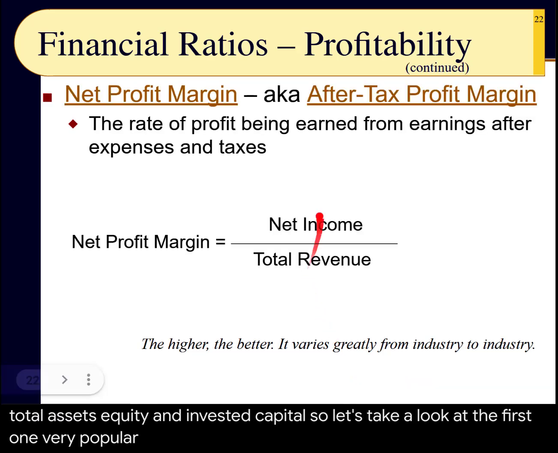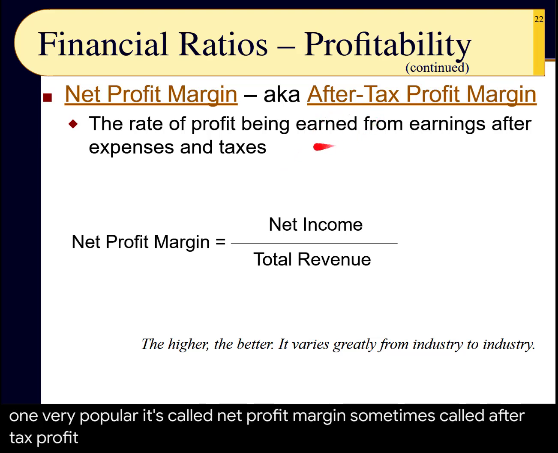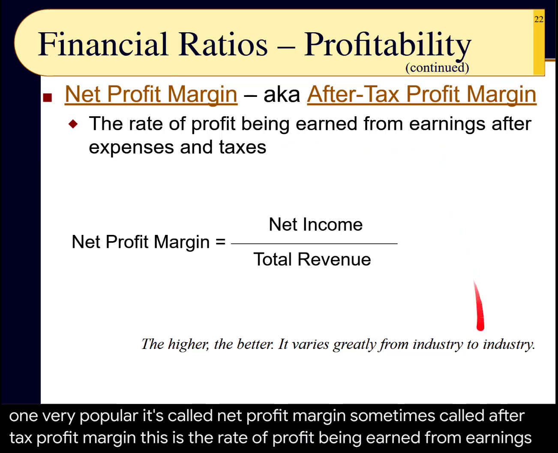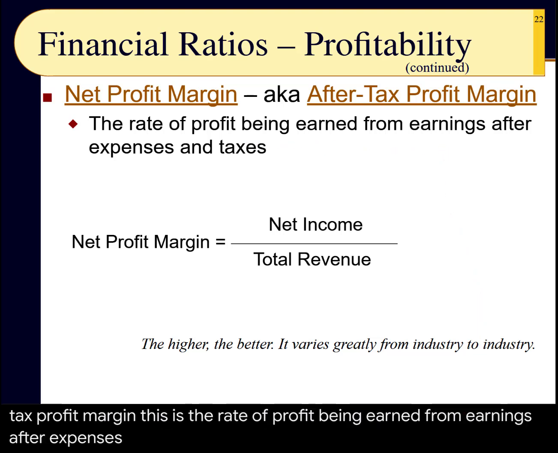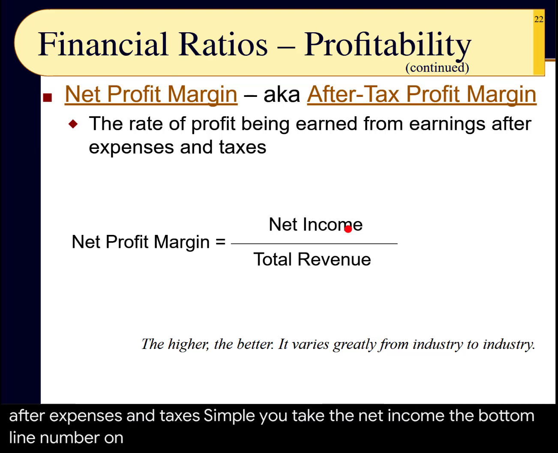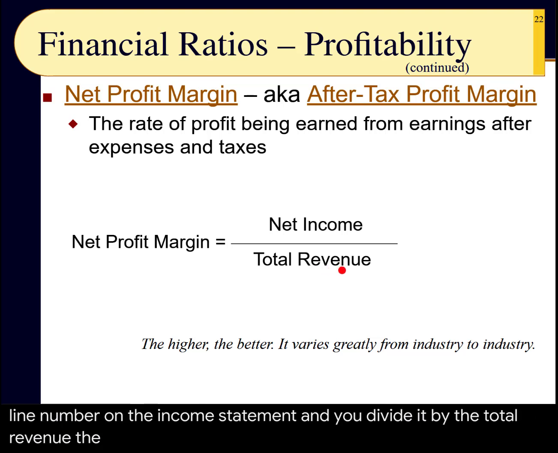So let's take a look at the first one. Very popular. It's called net profit margin, sometimes called after-tax profit margin. This is the rate of profit being earned from earnings after expenses and taxes. And it's very simple. You take the net income, the bottom line number on the income statement, and you divide it by the total revenue, the top line number.